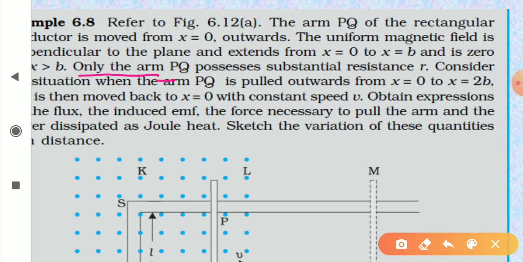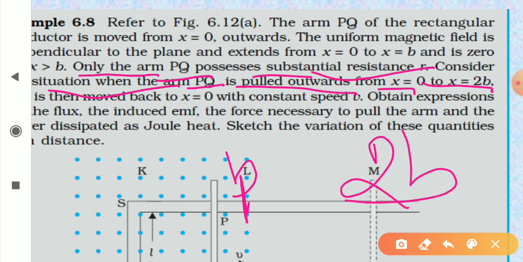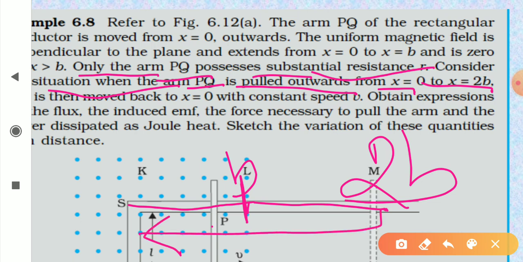Only the arm PQ possesses substantial resistance R. Now consider the situation when the arm PQ is pulled outwards from x equal to 0 to x equal to 2b. See, this place was b and this place is 2b. So this arm PQ is pulled from here, passing through b up to 2b. And then it is moved back to x equal to 0.